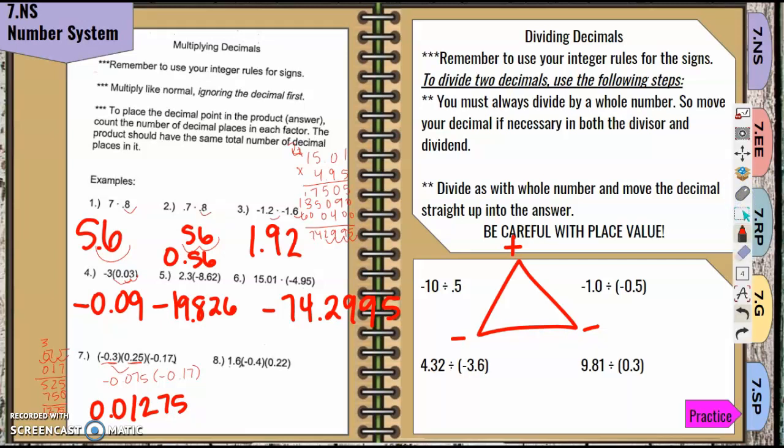Number 8. So I have 1 6 tenths times negative 4 tenths times 22 hundredths. I'm going to work from left to right. 1 6 tenths times negative 4 tenths. Six times 4 is 24. 4 times 1 is 4 plus 2 is 6. And I have 2 decimal places. So that's negative 64 hundredths times 22 hundredths.